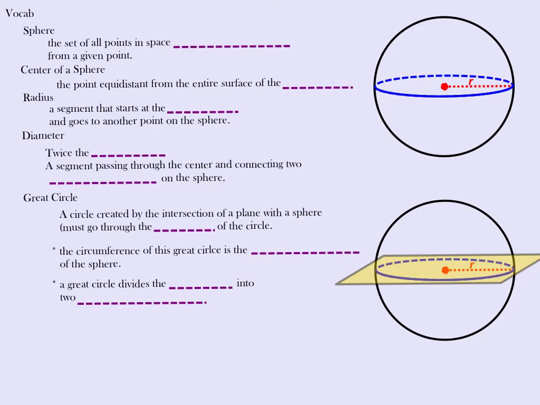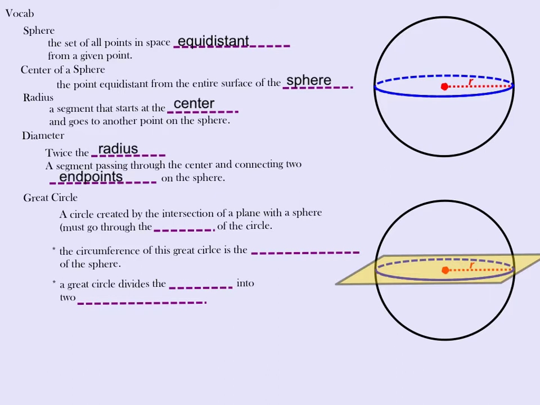Alright, so let's begin with some vocab. A sphere is the set of all points in space equidistant from a given point. The center of a sphere is the point equidistant from the entire surface of the sphere. The radius is a segment that starts at the center and goes to another point on the sphere. The diameter is twice the radius. The diameter is a segment passing through the center and connecting two endpoints on the sphere.